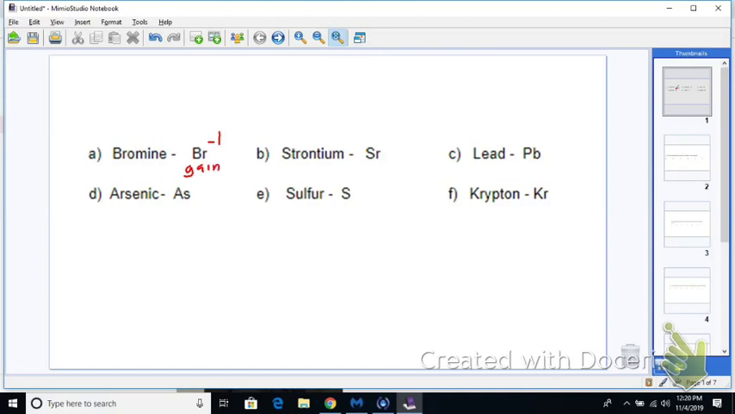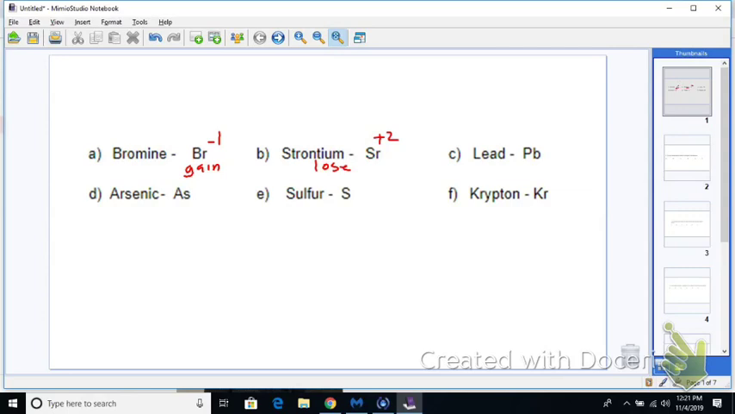Okay. Look up strontium. Strontium's under the +2 column. And so it would be a +2 when it becomes charged. So did that gain or lose? Lose. Okay, it would lose. And it would lose 2 electrons.